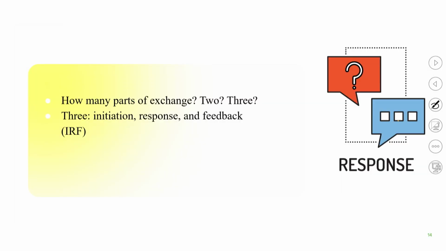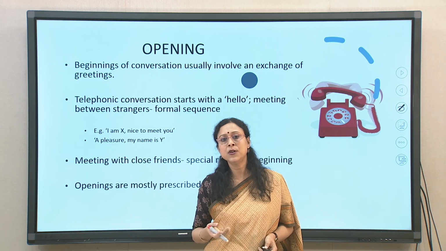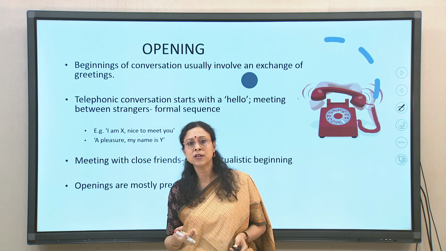So, how many parts are there in any exchange? There typically will be three: initiation, response, and feedback. Initiations are often culture specific. The beginning of a conversation usually involves an exchange of greetings. A telephonic conversation starts with a hello; a meeting between strangers follows a formal sequence.